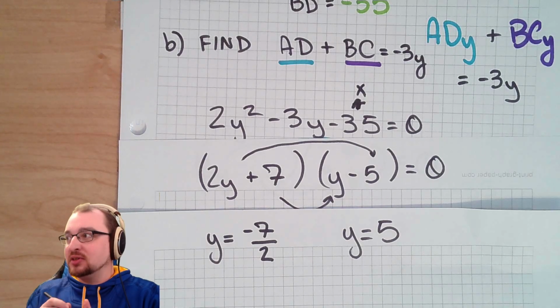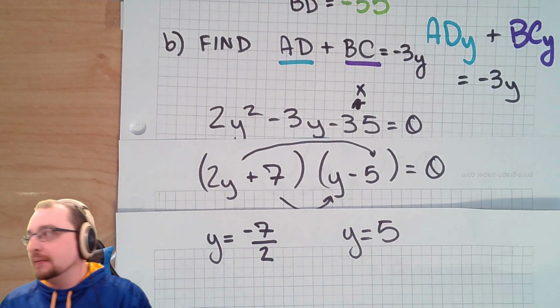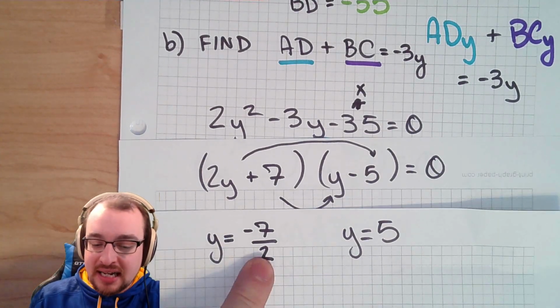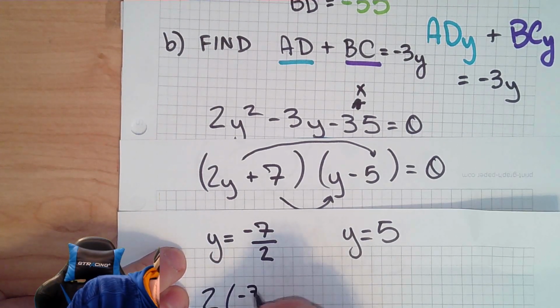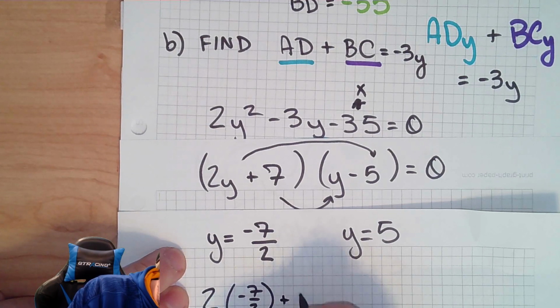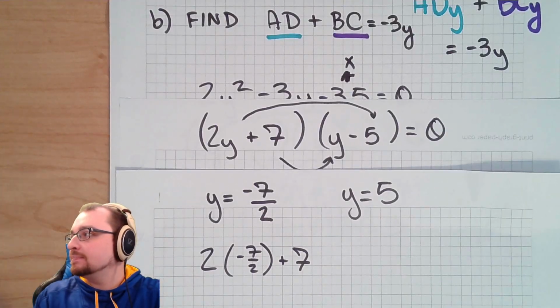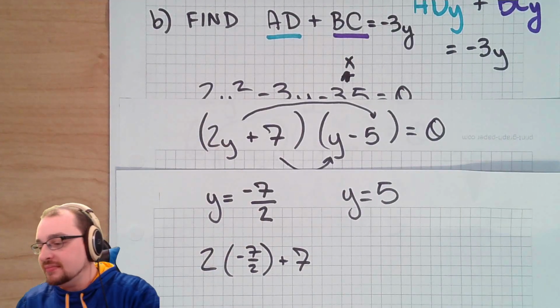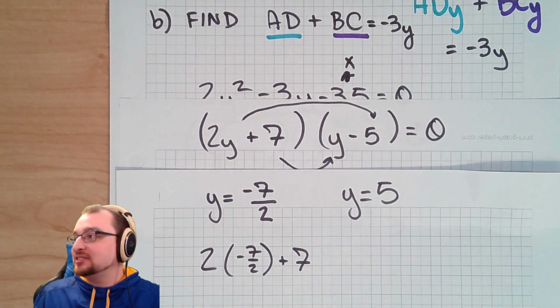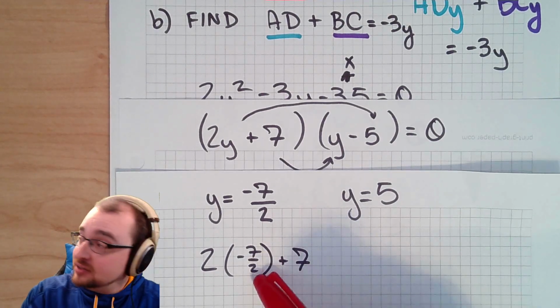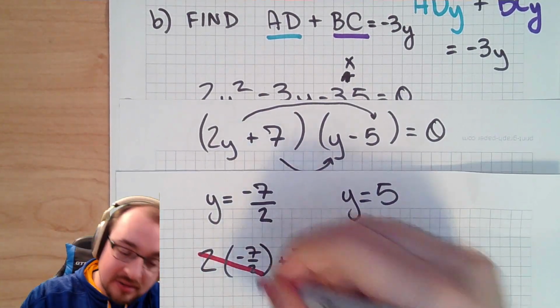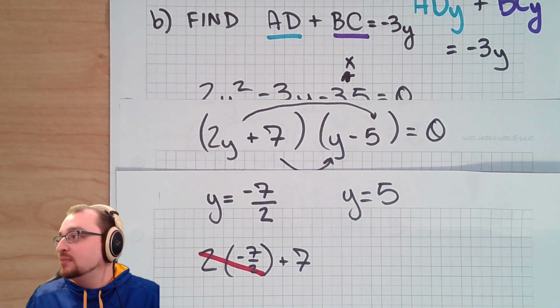So let me walk you through it so you can see it. Because once you see it, you can't unsee it. If I were to plug negative 7 halves in here, it would look like this. 2 times negative 7 halves plus 7, right? I just plug that in for y. The reason this is the right answer is because when we do 2 times this, see how it says divide by 2? The 2's will divide out, and we'll get negative 7 plus 7, which is 0.